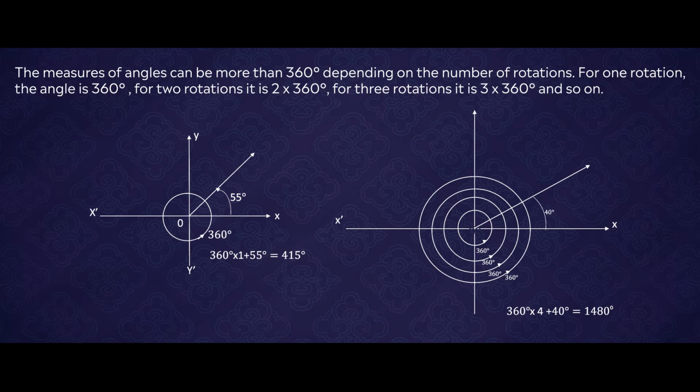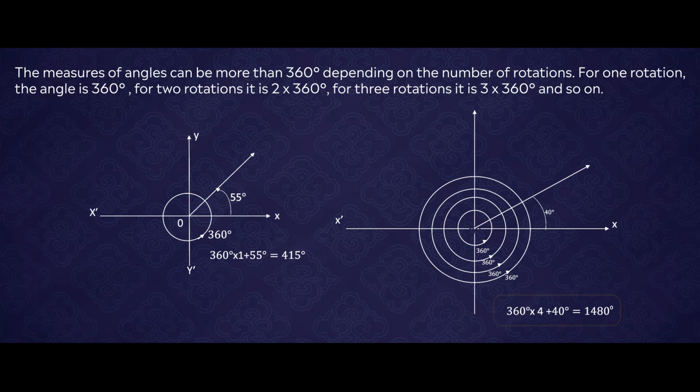Now similarly, let us look at the next diagram. What about the angle 1480 degree here? So 1480 degree, how many rotations are there? If you count, you can see there are 4 rotations. So that's why it is 360 degree times 4 plus 40 will give 1480 degree. Again, this 1480 degree is greater than 360 degree, and it lies in the first quadrant.